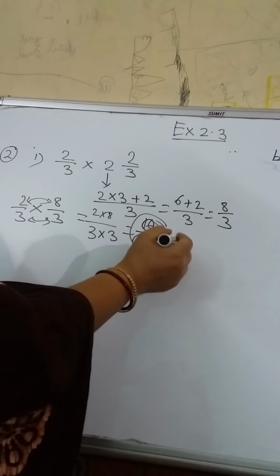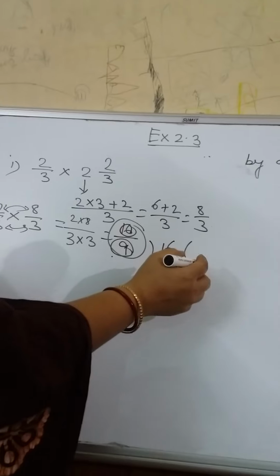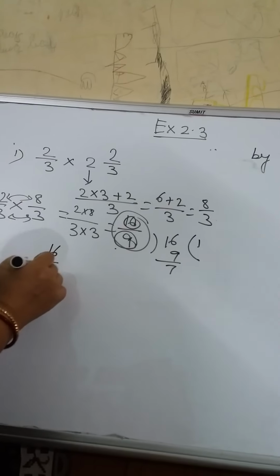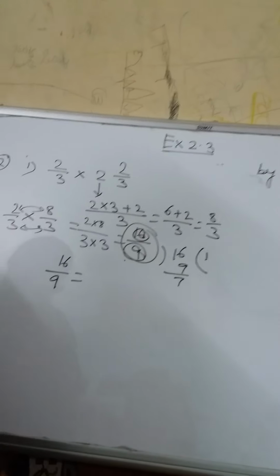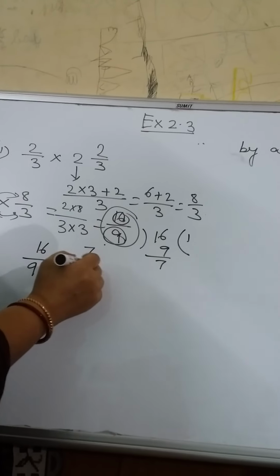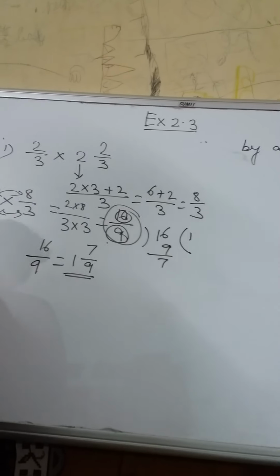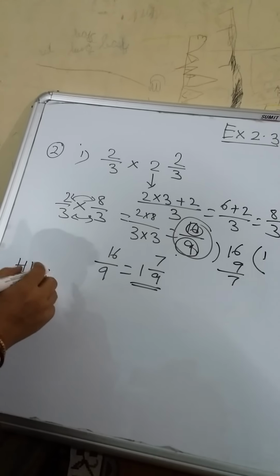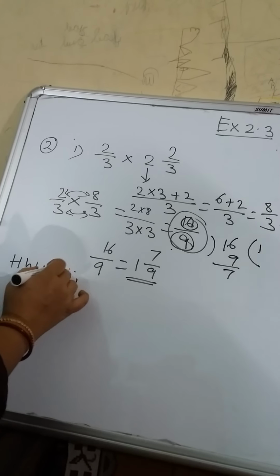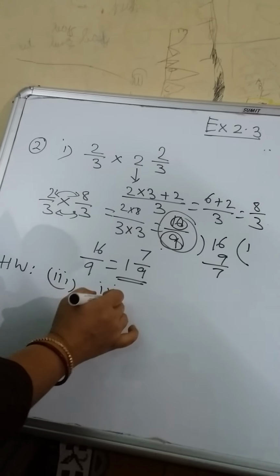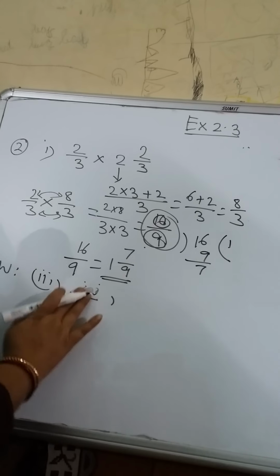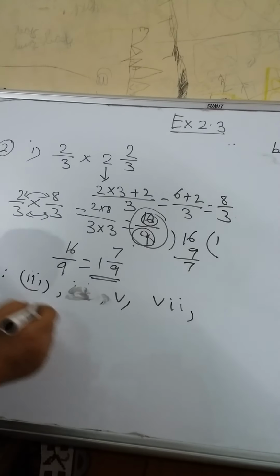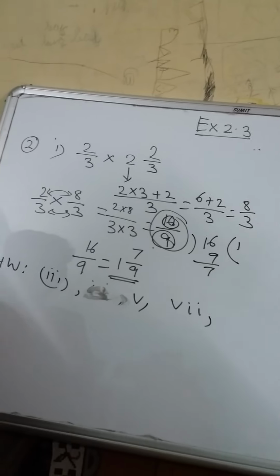The most you can do is convert it into a mixed fraction. When you convert 16 by 9 into a mixed fraction, you will get 1 whole 7/9. That is your answer. Your homework will be 3, 4 and 3, 5 and 7 of question number 2.